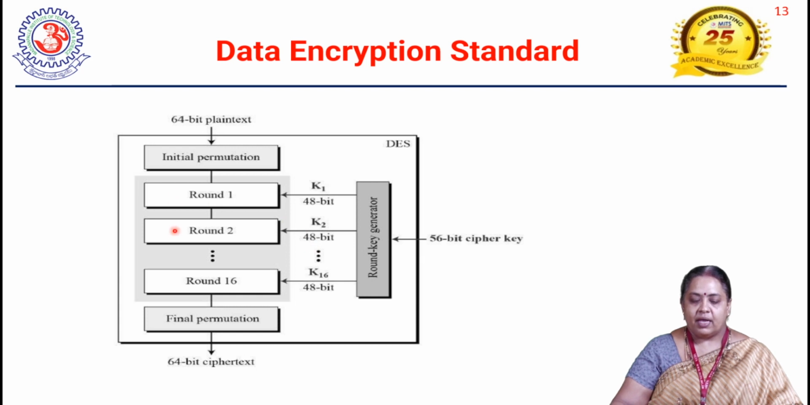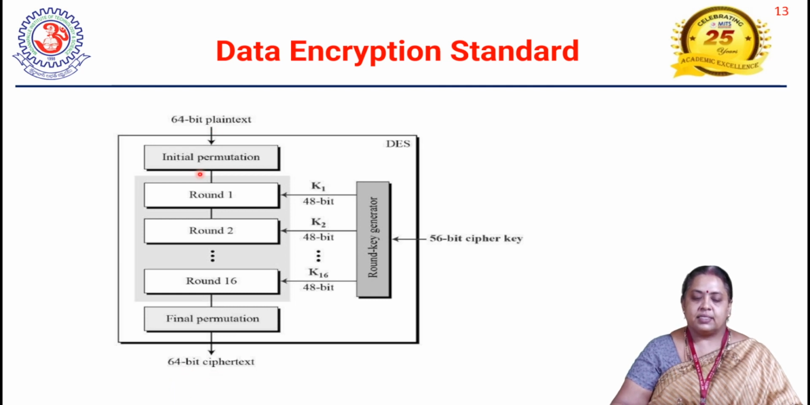We have 16 rounds, and for each round we have a unique 48-bit key generated from the 56-bit key. After the 16th round, we have to do the final permutation, which is the inverse of the initial permutation. The output of the final permutation is a 64-bit ciphertext. This is the overall structure. The input for this algorithm is 64-bit plain text and the output is a 64-bit ciphertext.